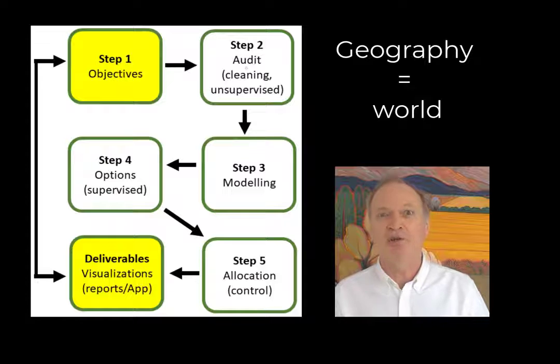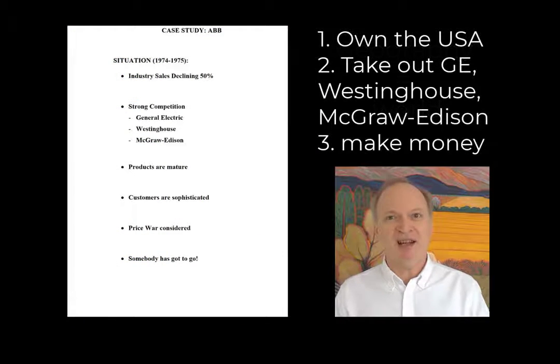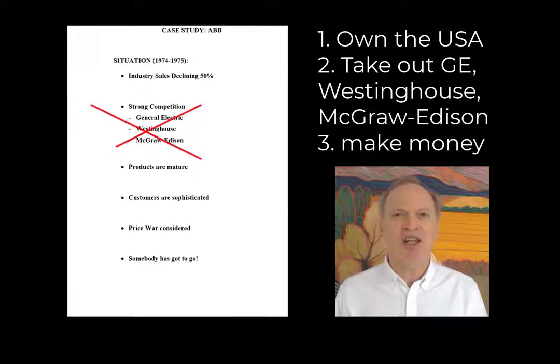Well, all countries includes the United States, and because it's such a big piece of the world, you cannot simply ignore the United States. So, number one, dominate the United States. Two, if there's only one company that's going to be around, which company should it be? Well, it should be us. Therefore, your objective is to take out GE, Westinghouse, McGraw Edison, and everybody else in that segment as well.